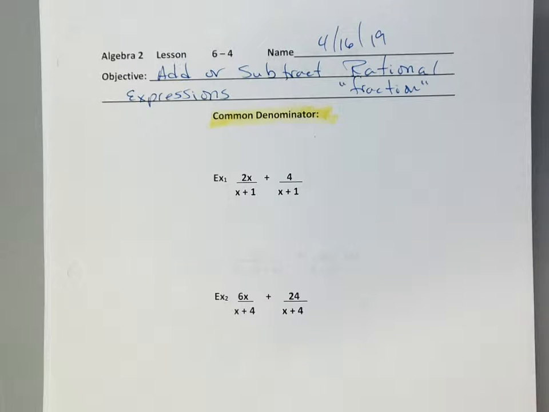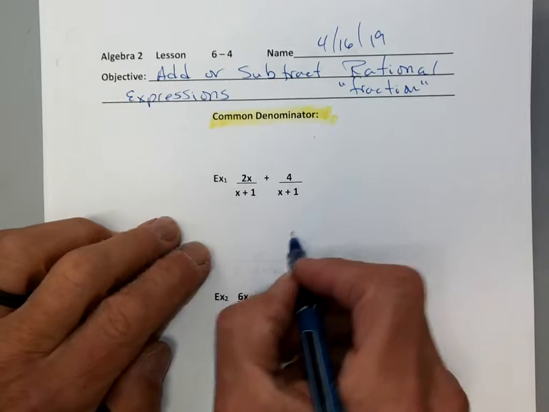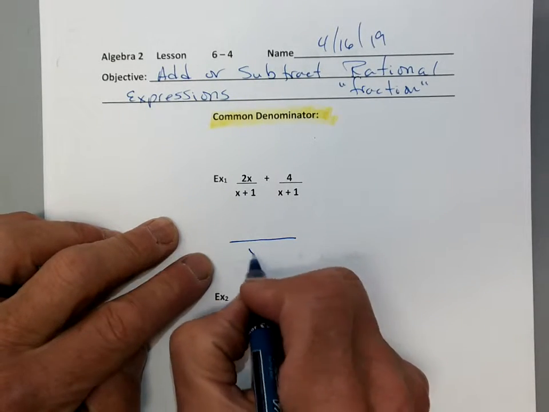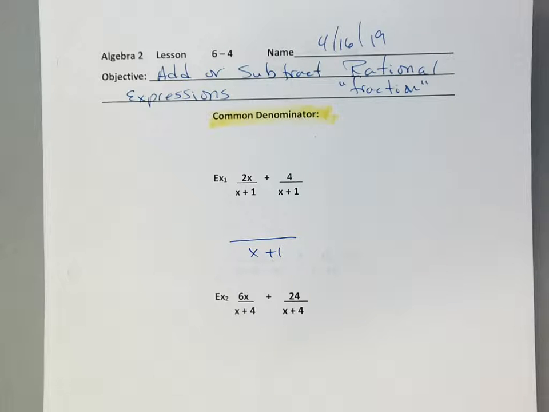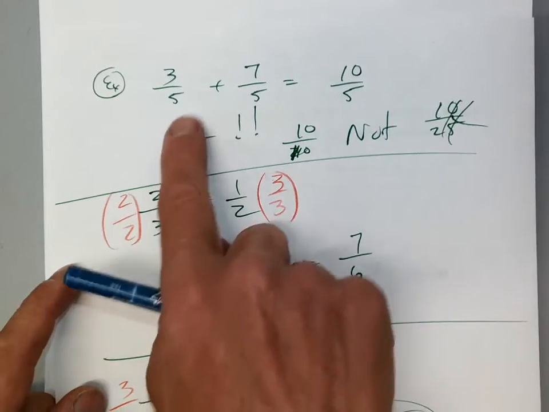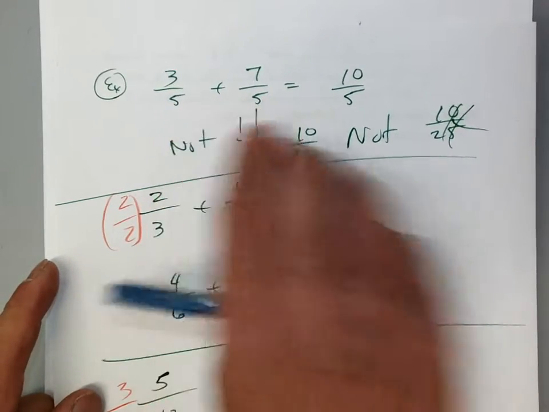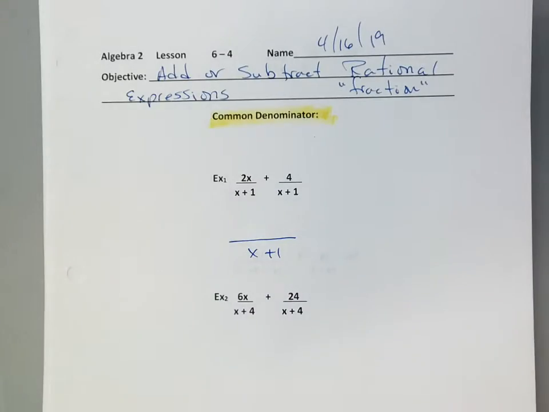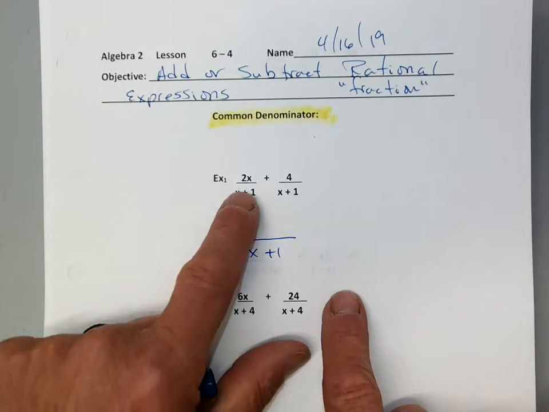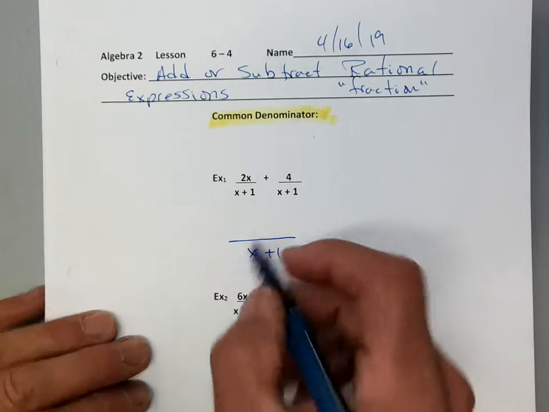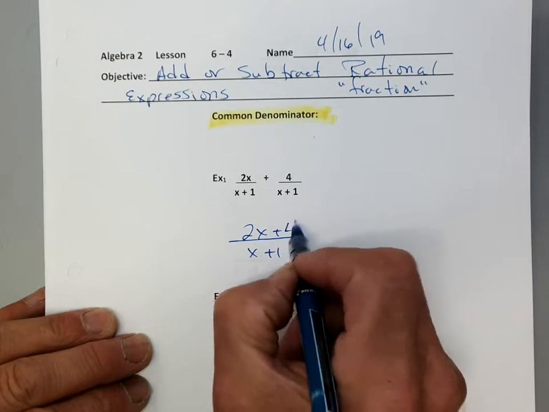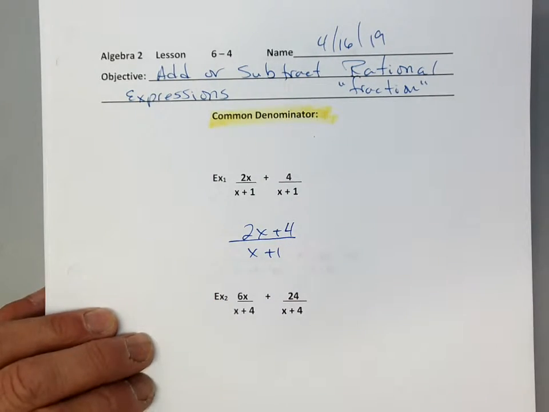So example 1. Not too bad. They already have a common denominator, right? So if they have a common denominator, let's just write it down. X plus 1, right? They have a common denominator, just write it down. Just like we would be doing with fractions. Then just add the numerators. So I'd go 2x plus 4, which you can't really add, so it's just 2x plus 4. Okay? Are we done? Probably.